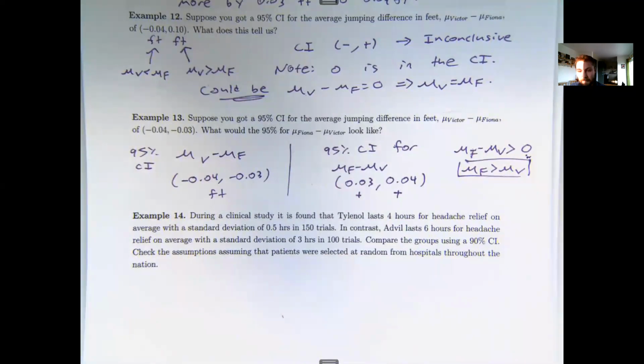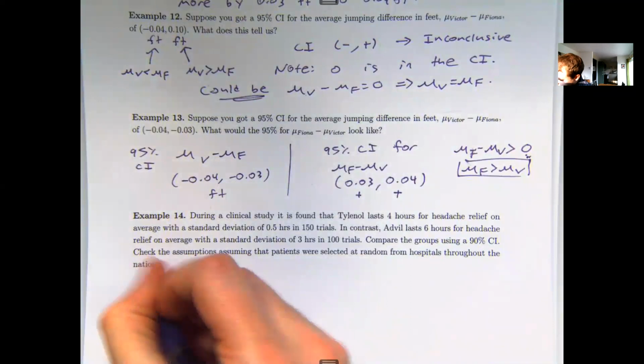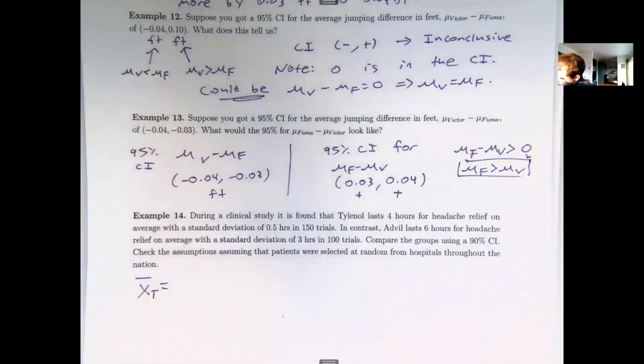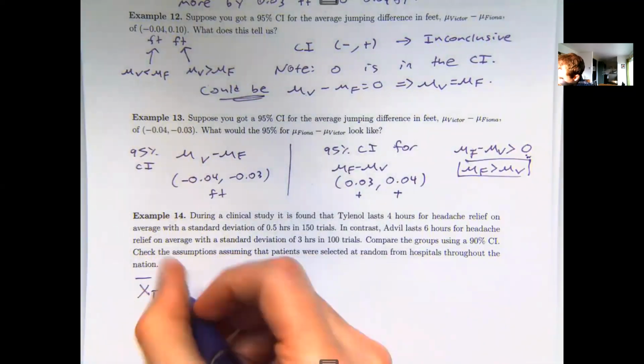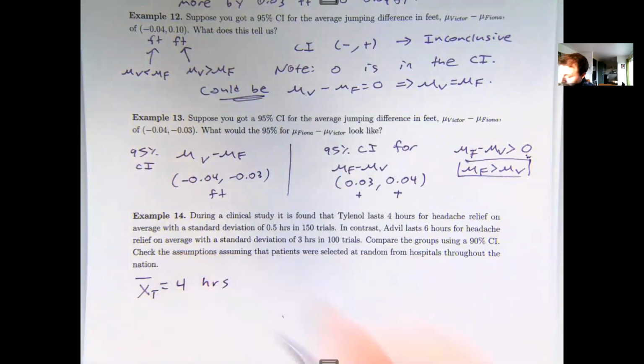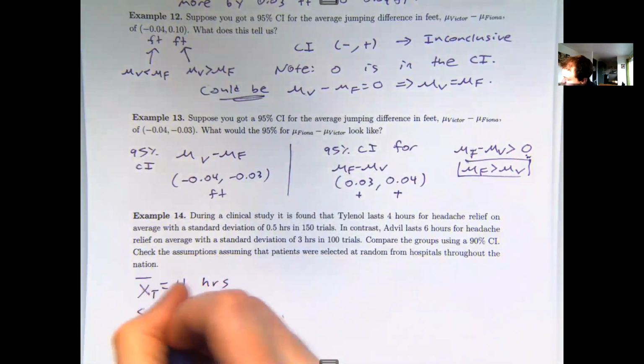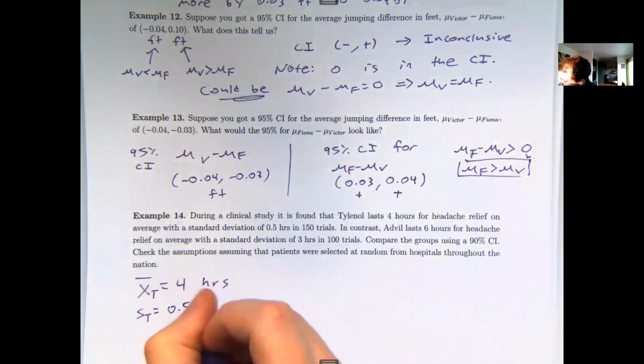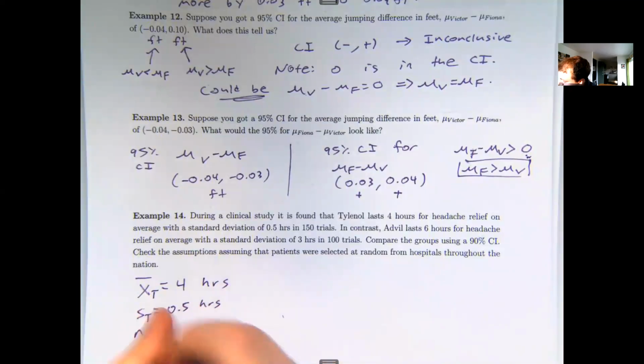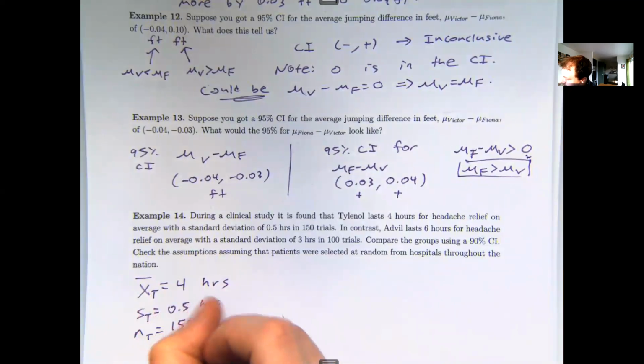So during a clinical study, it is found that Tylenol lasts 4 hours for headache relief, on average, with a standard deviation of 0.5 hours and 150 trials. I'm going to write down some scratch here. So my average for Tylenol, and this is for a sample, so I'm writing sample average in X bar, is 4 hours. The standard deviation is 0.5 hours, and they did this for 150 samples.